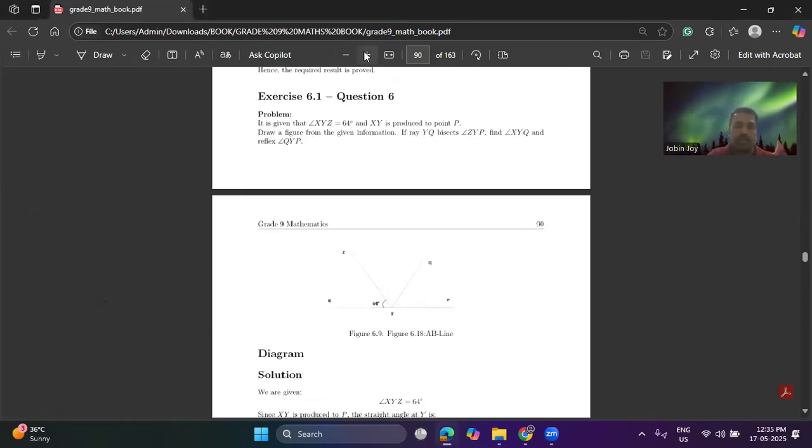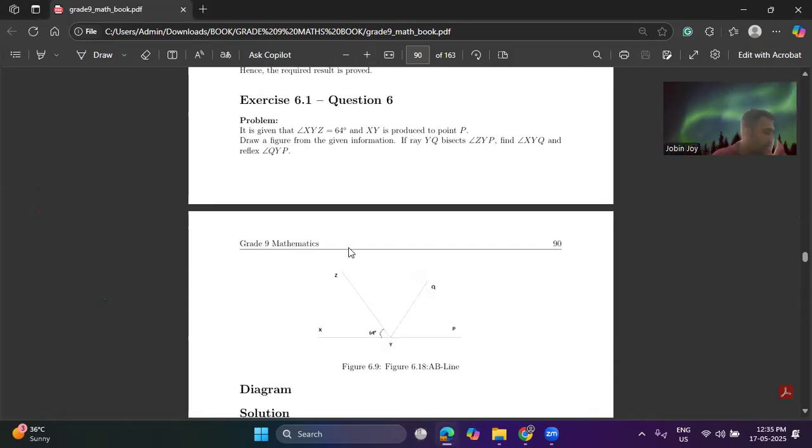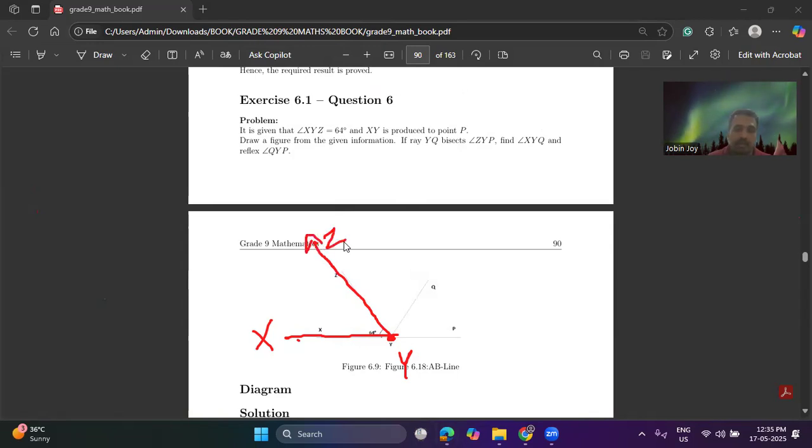Okay. Next question. Question number 6. It is given that angle XYZ equals 64 degrees. So this is our X, this is our Y, and this is our Z. This angle is 64 degrees. It is not given; we have to prepare this drawing, okay?